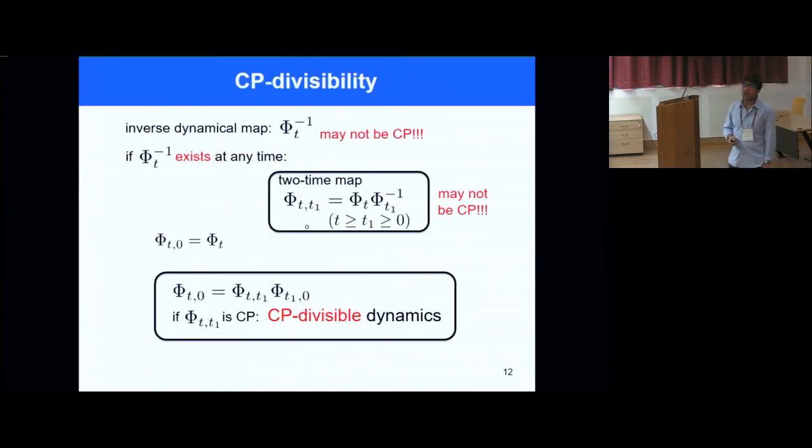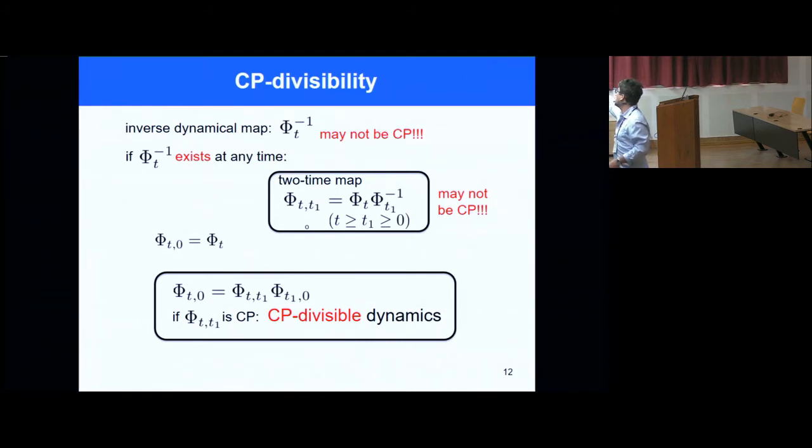Okay, now people realized more recently that this is not actually the most general way to divide the dynamical map when it is possible to divide it in some way. So let me consider, given the dynamical map, the inverse dynamical map, phi t minus one. Of course, in general, this will almost never be a physical map, but almost always it will be mathematically defined, as a matter of fact. And now what you can do is consider your dynamical map this way.